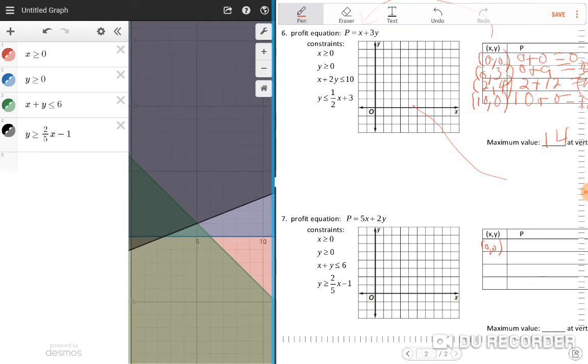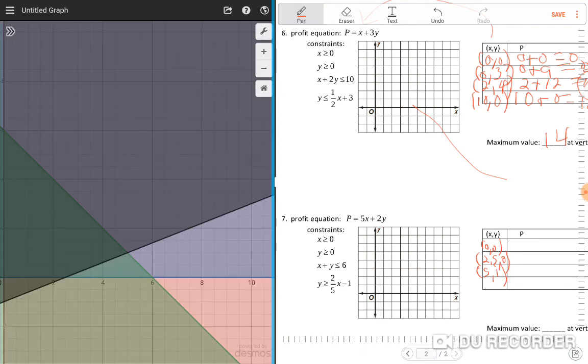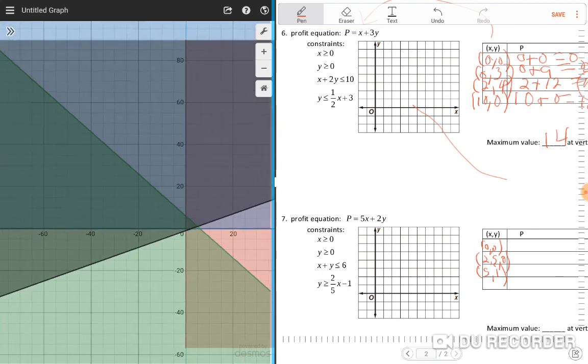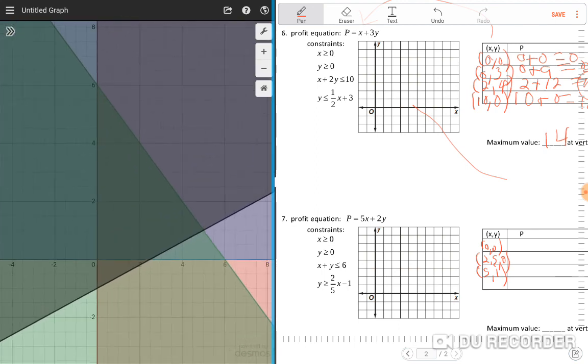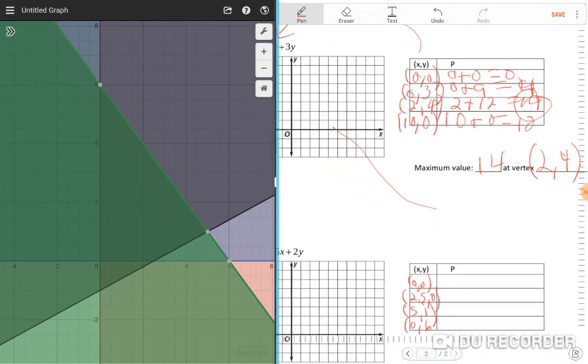luckily I have Desmos. Mr. Desmos is going to save the day. 2.5 comma 0. And then I got another one at 5, 1. And then finally, oh come on, wow, that zoomed way out. And then this last one is going to be at 0, 6. Okay, so 0, 6 sounds good.